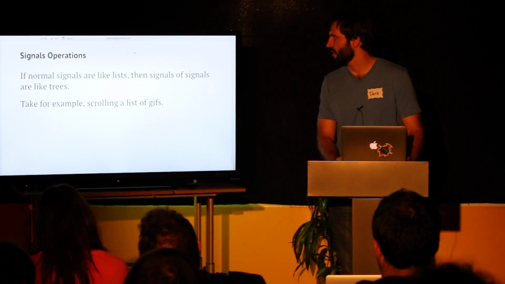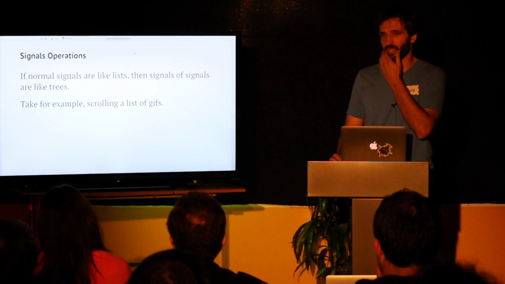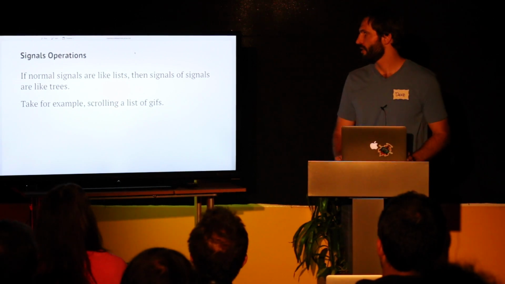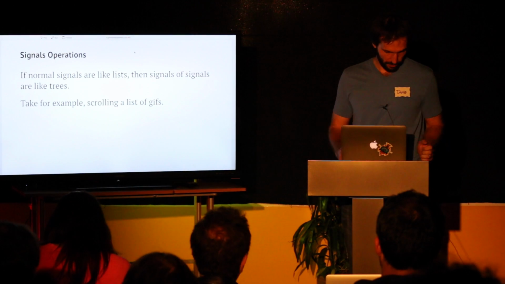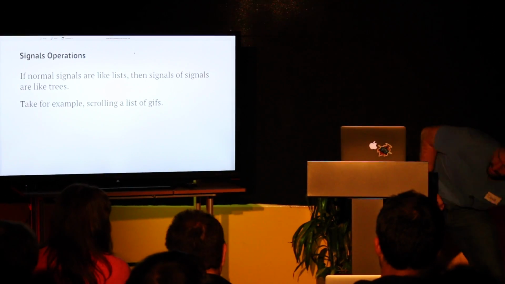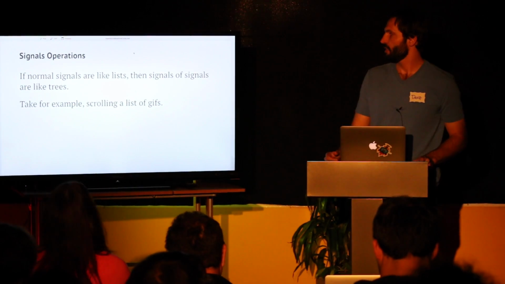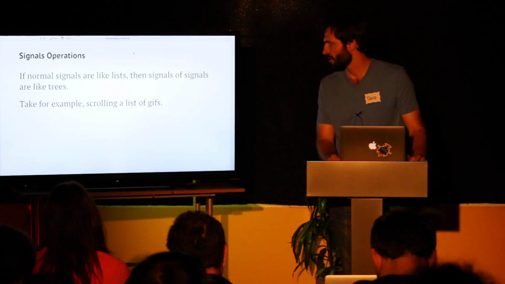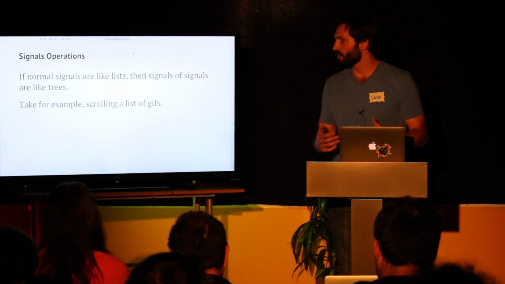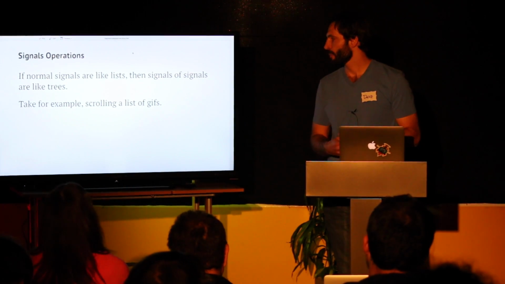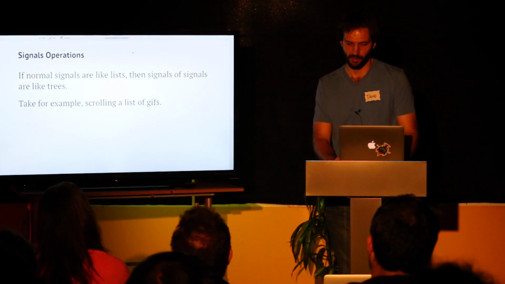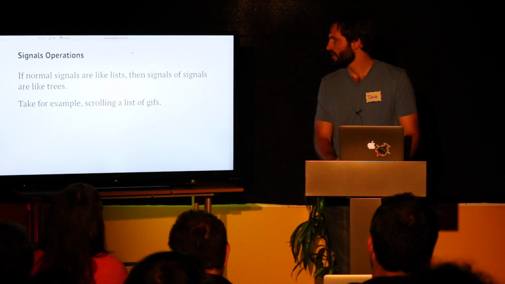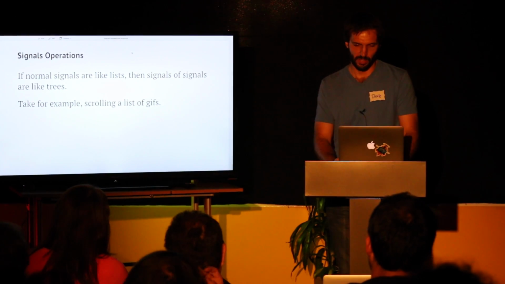So I compared signals to lists, but you can also have signals of signals, which in a way is like a tree. As an example, as you're scrolling through some images, some GIFs or whatever, there's always going to be a changing set of images or cells, and each of those is going to involve requests to the server to download those images. So you get these nested signals.